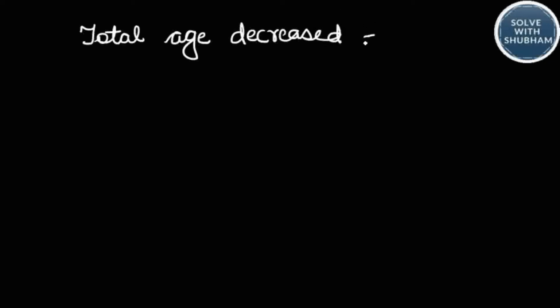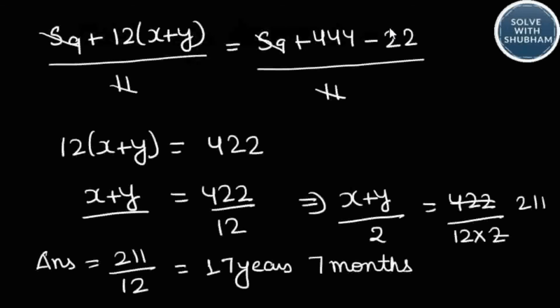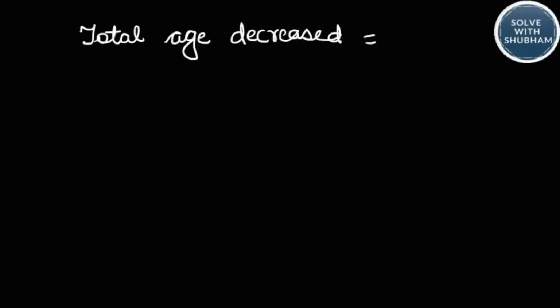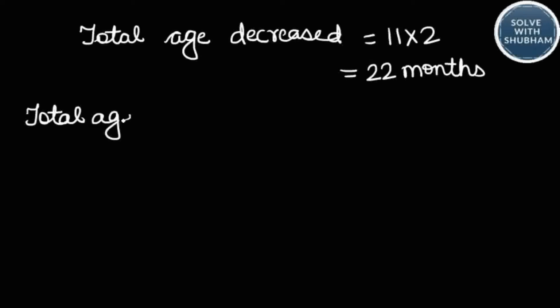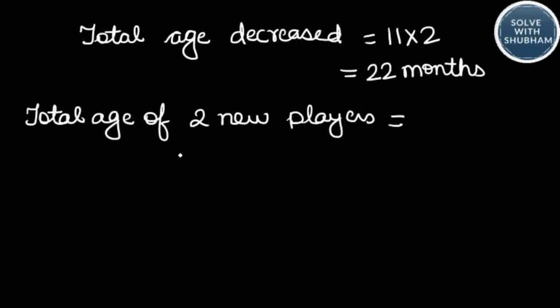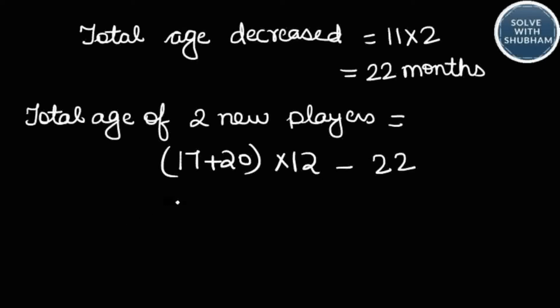There can be one more method. Now let us have a look at this method. So you can find out the total age decreased by, so it says the average age is decreasing by 2 months. So your total age, there are 11 people, will decrease by 11 into 2, 22 months, right? So here you can say the total age of 2 new players would be 17 plus 20 years. So I am converting that into months, minus 22. So this would come as 444 minus 22.